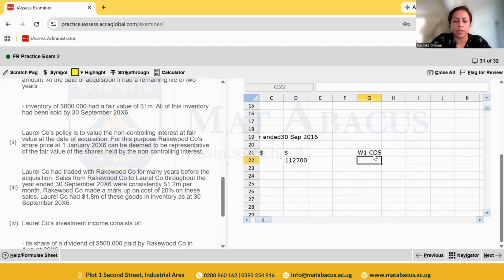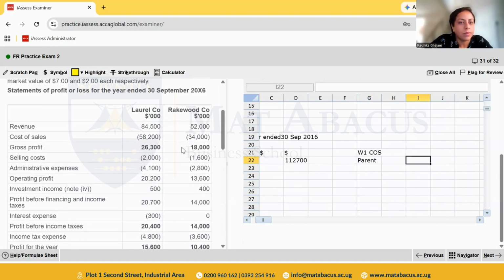Okay, so cost of sales for the parent is going to be 58,200. The subsidiary is going to be 9 over 12 times 34,000. Remember, we have to subtract the intercompany sales, the intergroup trading. How much was the intergroup trading? We agreed that was 9 months times the 1.2 million. So that has to be subtracted.